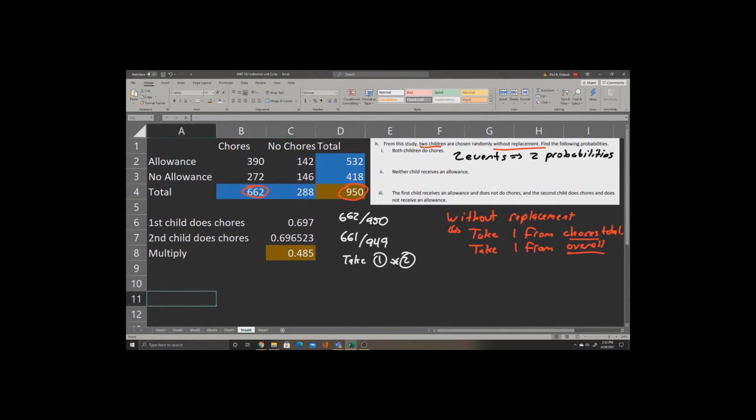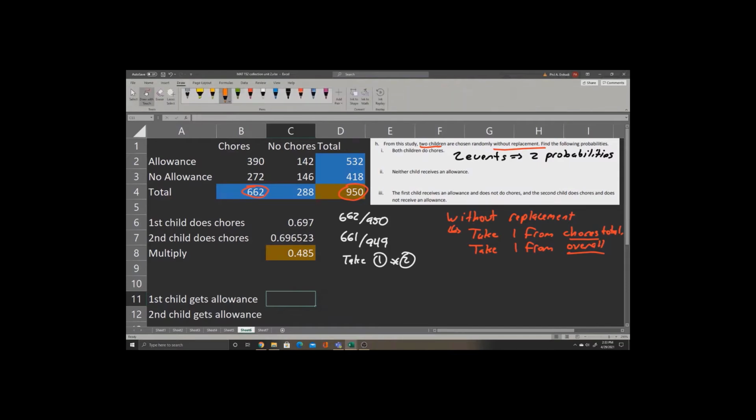We'll have to deal with two events. The first event is that the first child gets an allowance. And we'll look at a second child getting allowance. So let's look at the category total for allowance. We can see that there are 532 children who do get allowance, out of a total of 950. So our first probability will be 532 divided by 950.